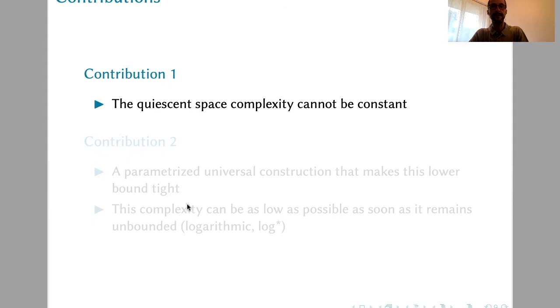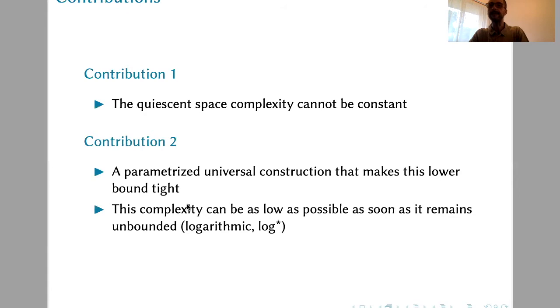This is a lower bound. And then we prove that this bound is tight. This means that we may design a universal construction that meets this lower bound. It can have a space complexity that is as low as needed, as long as it is unbounded. So it could be polylog, logarithmic, log star, and so on. But it cannot be constant.